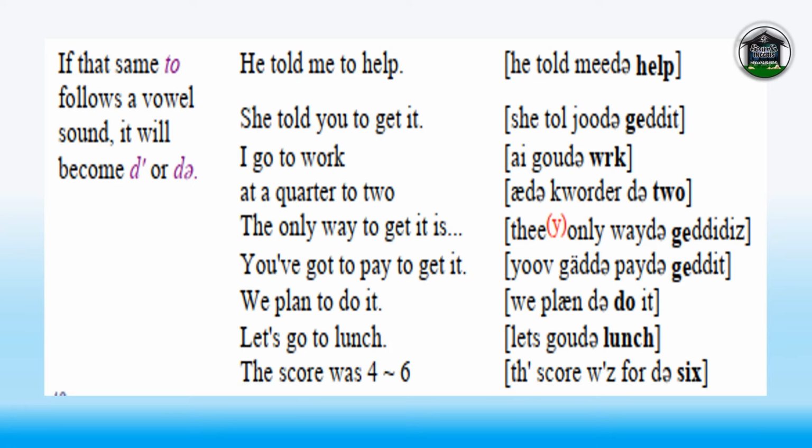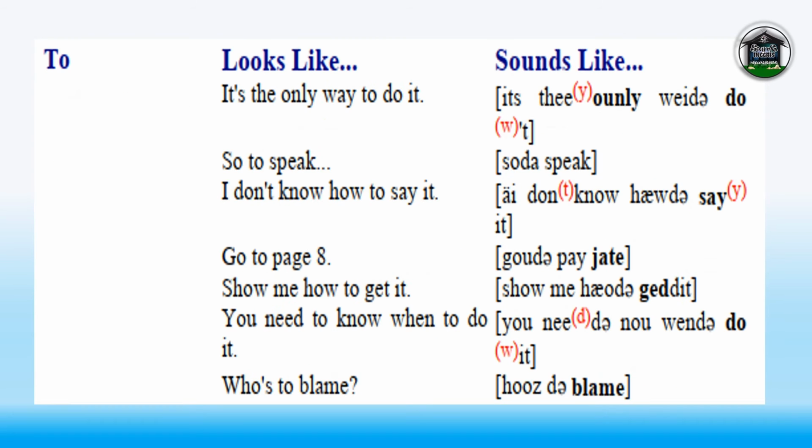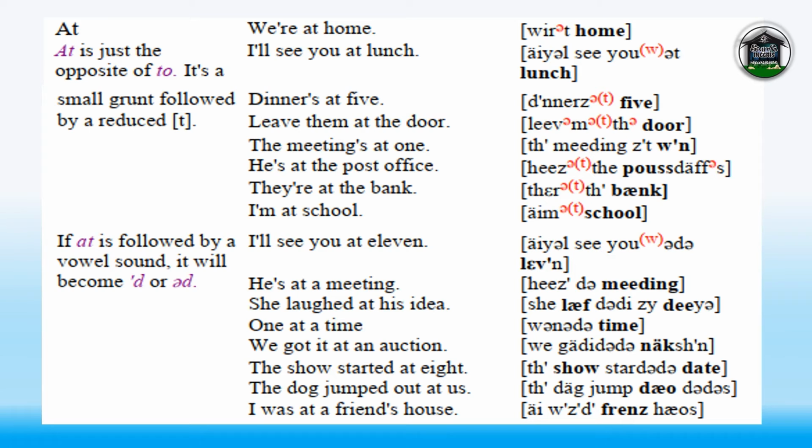We plan to do it. Let's go to lunch. The score was 4-6. It's the only way to do it, so to speak. I don't know how to say it. Go to page 8. Show me how to get it. You need to know when to do it. Who's to blame?